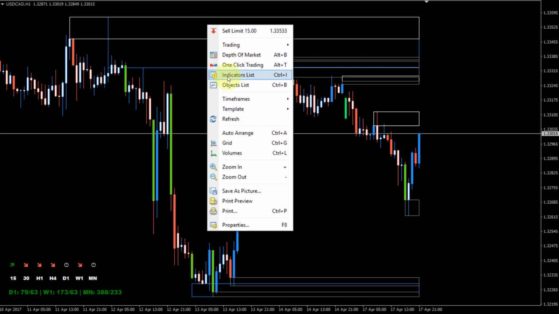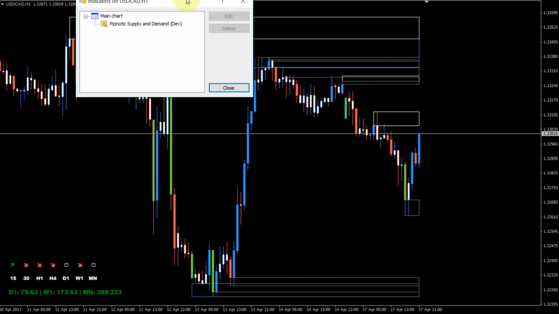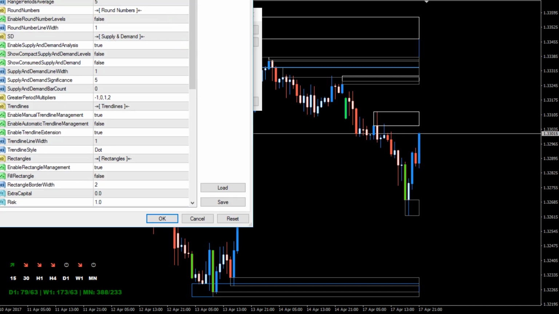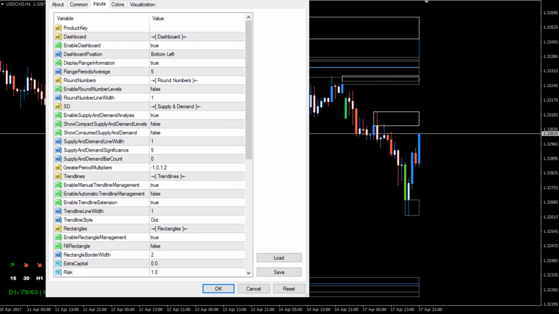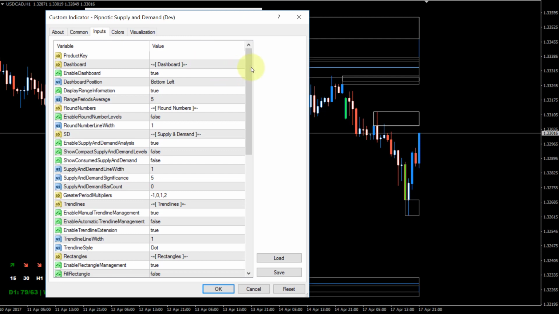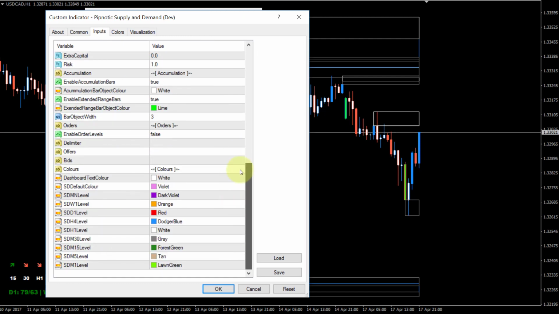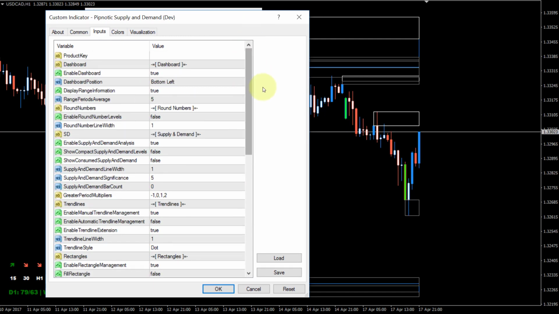So let's have a very quick run through of some of the configuration options. Okay, so as you can see, a lot of the settings have been removed, this is simply done just to clean it up. But we have the product key the same, the dashboard is pretty much similar. I've removed one of the settings there just to keep it nice and clean and clear. Round number levels, it's the same. We have supply and demand settings here. I've removed one of these because it was not being used and it was a little bit confusing.